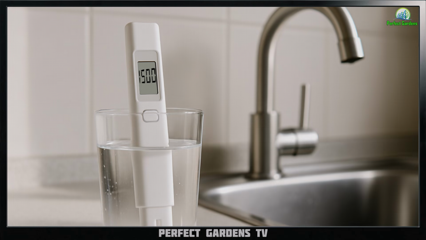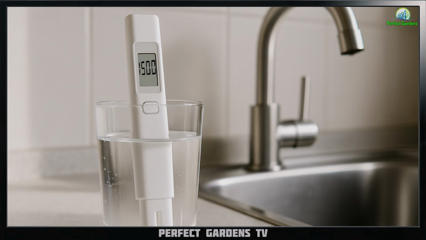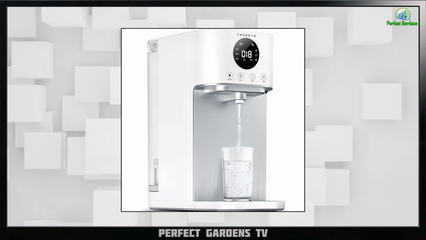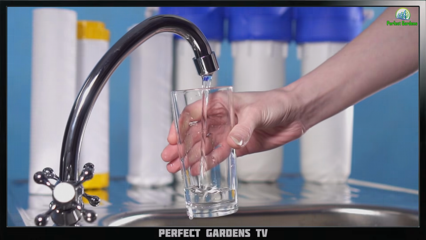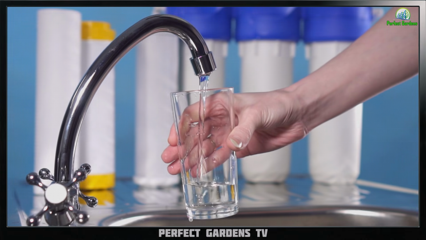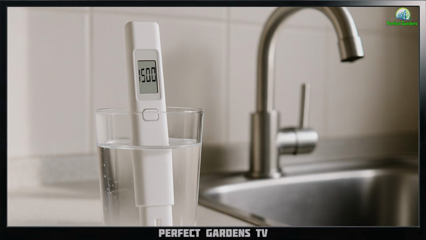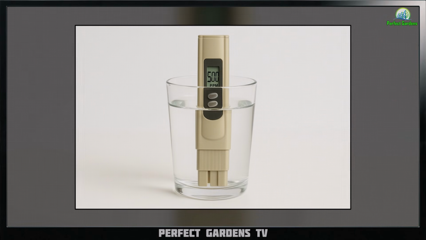And then if your water is super high in parts per million and you've got to reduce it down, well, understanding that you might not need a super fancy RO system, right? You might be able to get away with a less expensive RO system that maybe doesn't clean the water all the way down to zero, but maybe it reduces your parts per million from 1,500 or 1,600 or whatever down to 500 parts per million, 400 parts per million.